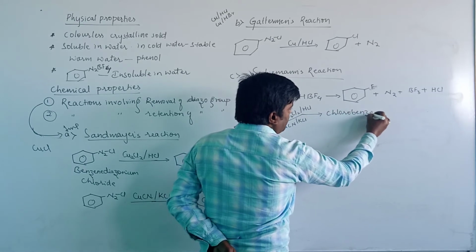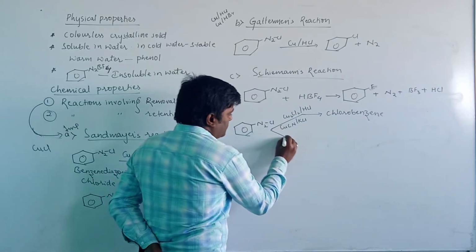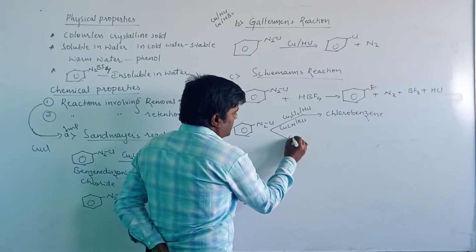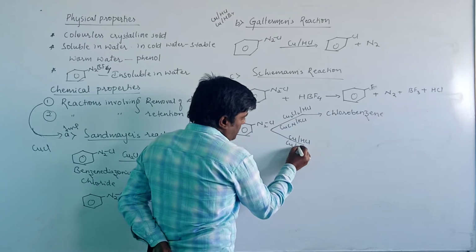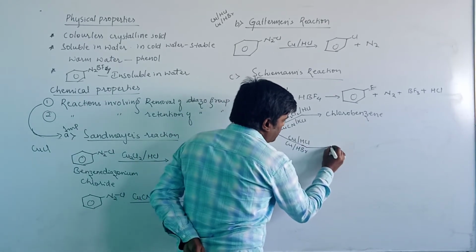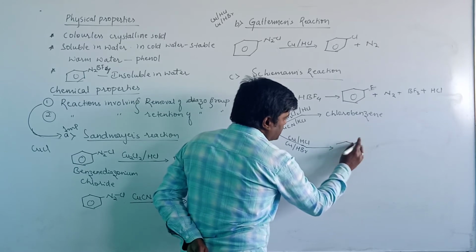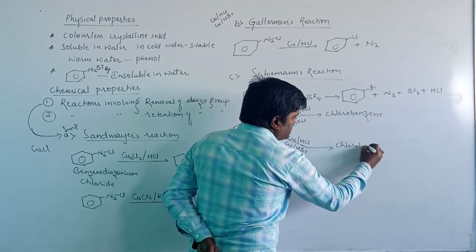Then it will give the compound called chlorobenzene. When the benzene diazonium chloride reacts with copper in hydrochloric acid or copper in hydrobromic acid, then it will give the compound chlorobenzene.